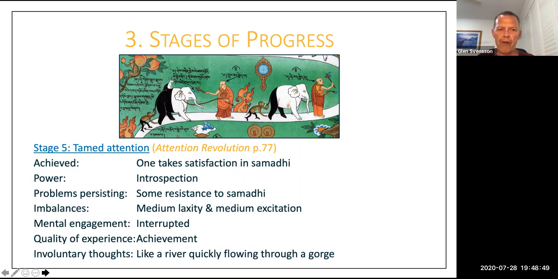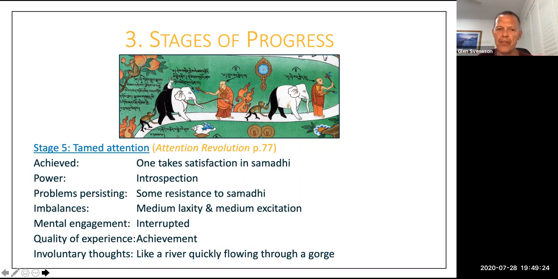So let's go to stage 5 now, tamed attention. Now what we achieve here is satisfaction in this practice. Before in stage 4, remember the problem was we got a little bit complacent. Now we're really having a lot of satisfaction in the samadhi. And the power by which we get to stage 5 is introspection. It's getting a lot better. What problems persist is that even though we have a lot of satisfaction in the practice, there's still some resistance to the practice.